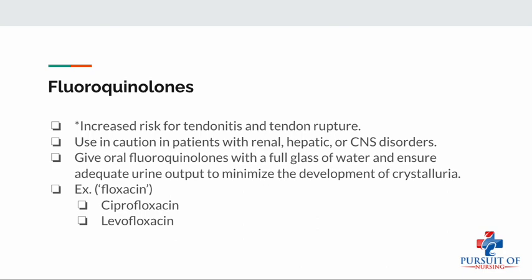Your fluoroquinolones examples, these are your floxacin medications. Examples are ciprofloxacin and levofloxacin, Cipro for short for the ciprofloxacin. For all fluoroquinolones, there is an increased risk for tendinitis and tendon rupture. So the Achilles tendon is most commonly involved. That risk gets greater when used in patients over the age of 60 or those taking steroids. So definitely know that tendinitis is a possible side effect, and your patient will need to be educated on this as well.